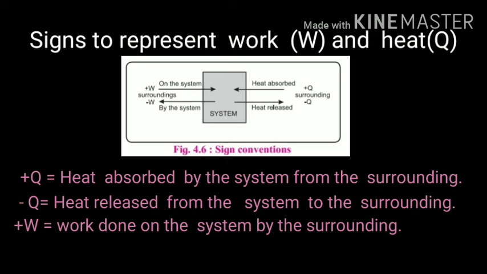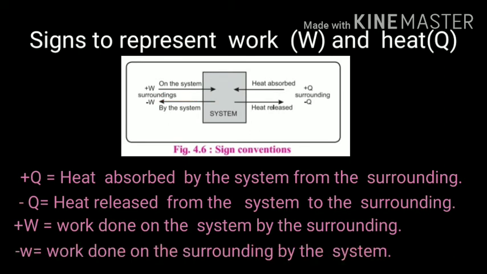So it is the work done on the system by the surrounding. Hence you can see the arrow is coming into the system, that is why it has a plus sign there. Next is minus W. So here the work will be done on the surrounding by the system, or you can say the system does work on the surrounding. Since the arrow is moving into the surrounding, W is going to have a negative sign here.